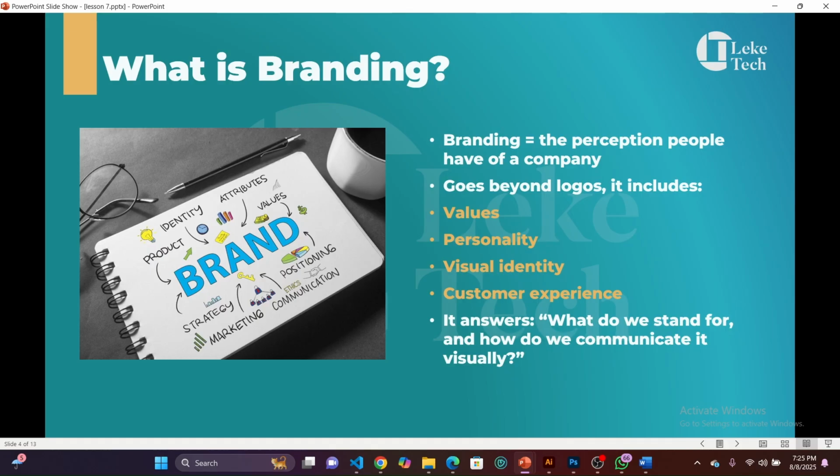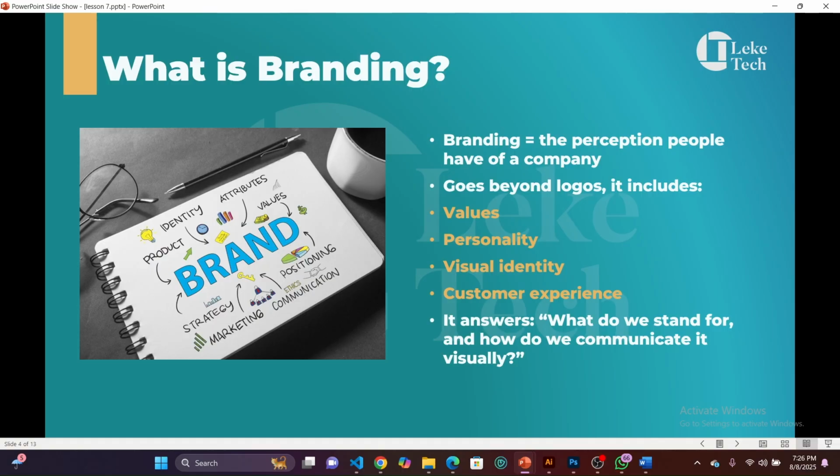So it goes beyond logos. It includes the values, what the brand stands for, the personality. Personality can have to do with the way of talking, the way they pass out their message. Are they using a friendly tone? Are they using a professional tone? Are they using street slangs? So this has to do with personality.